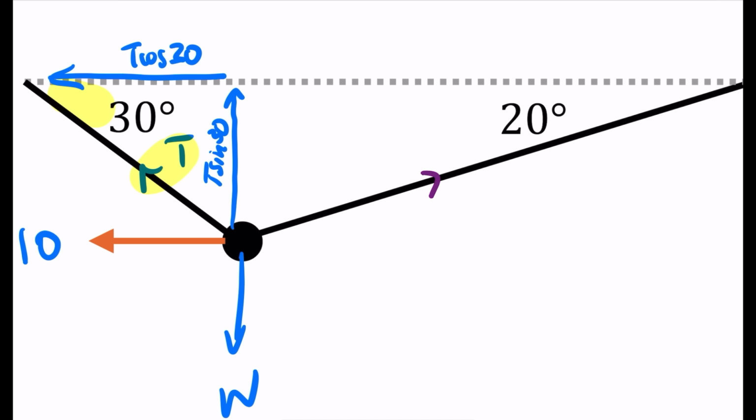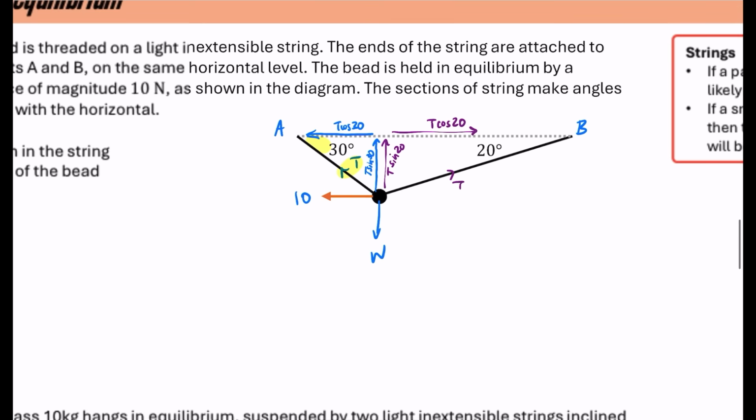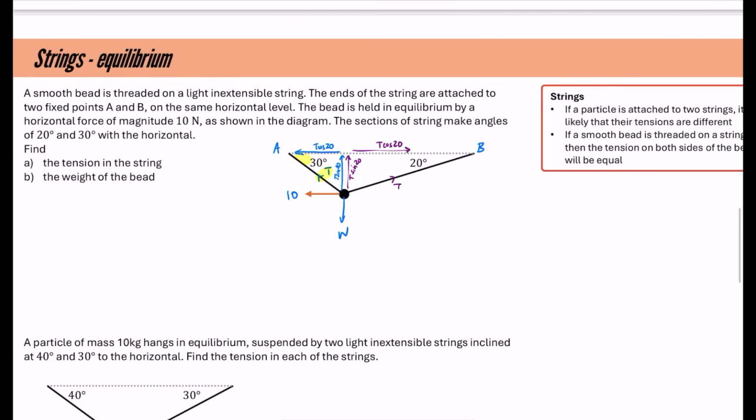I'll say that this is a tension. There's going to be a force going up and a force going along. This one is opposite the 20 degrees, so it would be a T sine 20. This one's adjacent, so it would be a T cos 20. Now, it's in complete equilibrium, meaning all of the forces are balanced.